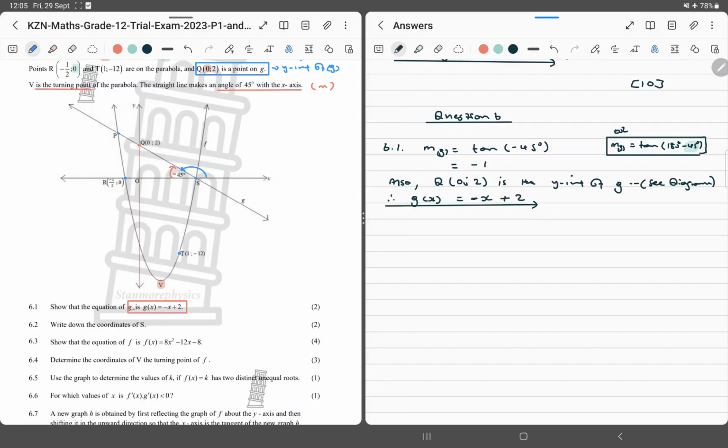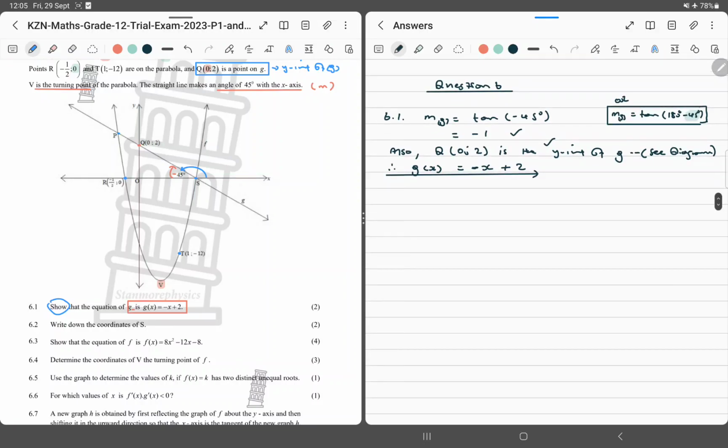So this is easy. They said show. That's why we are explaining every step of the way. So essentially, getting the gradient and that equation. In fact, that equation is given, so identifying those two is important. Putting it together was already what was done. Okay, let's move on.